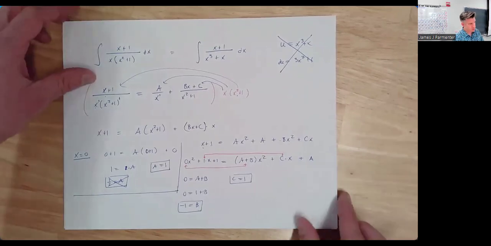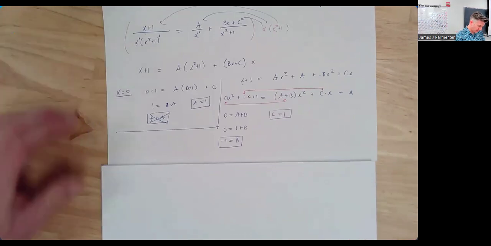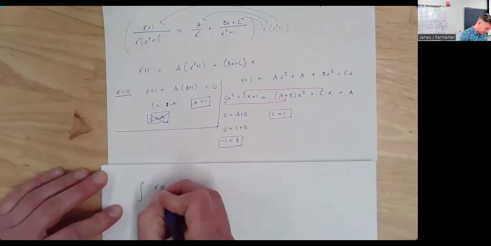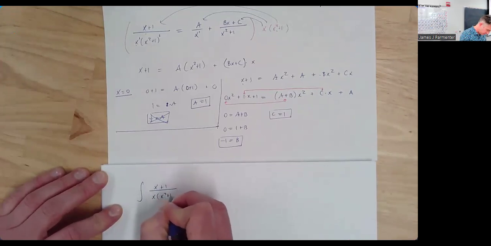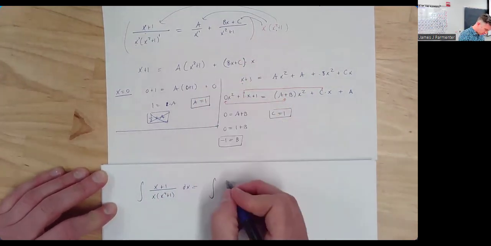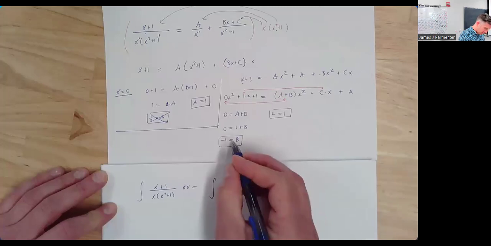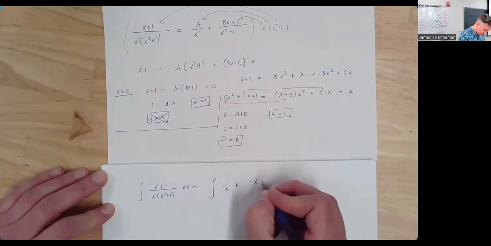So back to the actual integrating of this thing. That means we can rewrite our integral of x plus 1 over x times x squared plus 1 dx as the integral of, so a was 1, and then b was -1 and c was 1, so it's a -1 times x plus 1 over x squared plus 1.